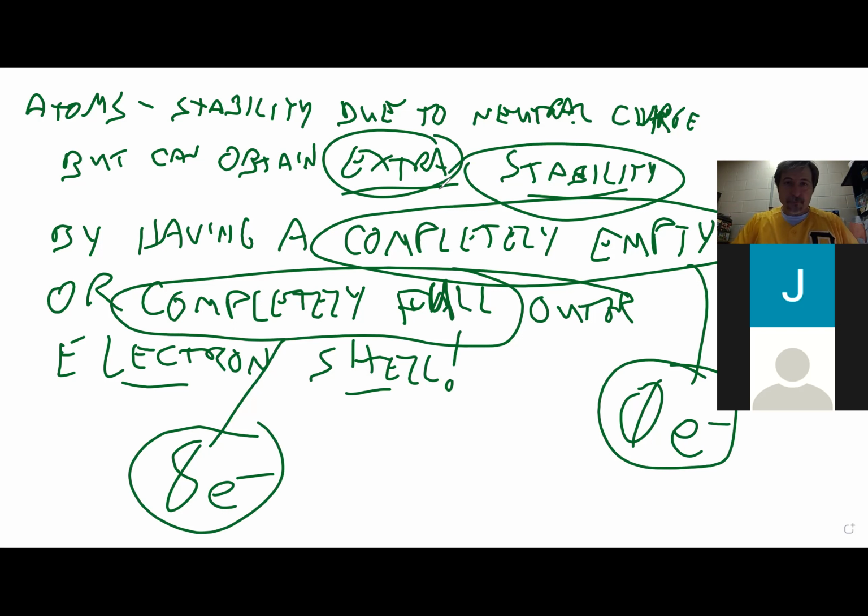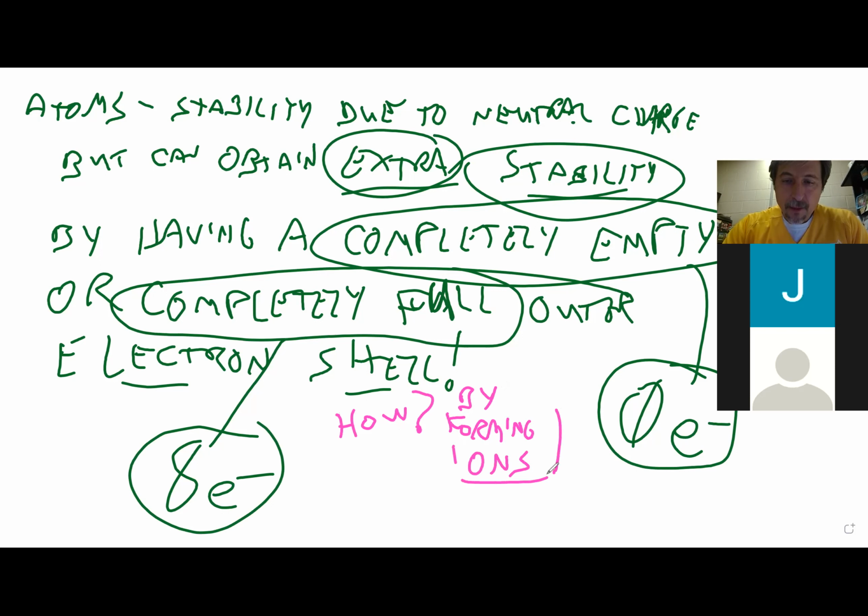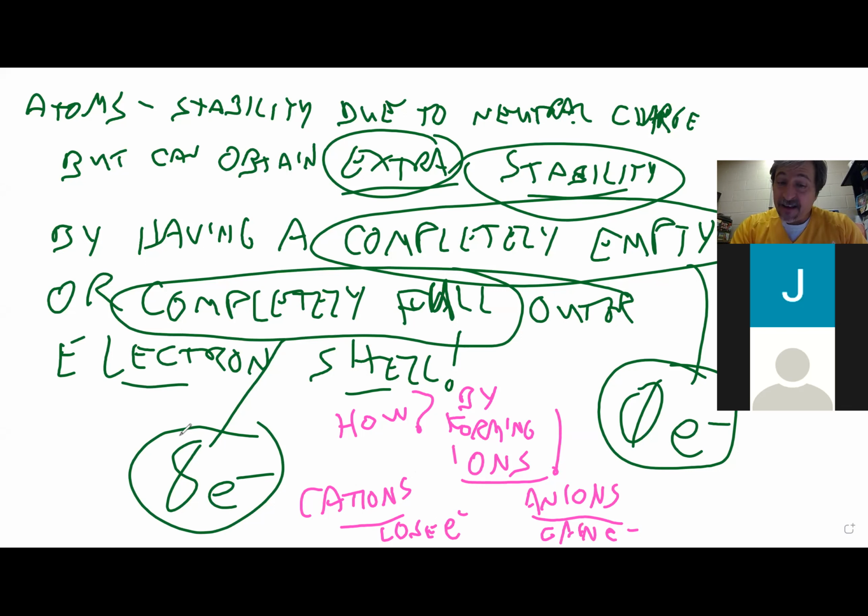All right. So here's the thing. You get to completely empty or completely full, and we talked about this, from forming ions. Remember, cations lose electrons, anions gain electrons. And this is what they'll do. They'll try to gain electrons to get to 8 or lose electrons to get to 0. And they'll do this the quickest way possible because you can gain electrons or lose electrons, and there's no advantage to one versus the other. Okay. So we'll just do that. And then we'll check to see on the periodic table how you can predict it.